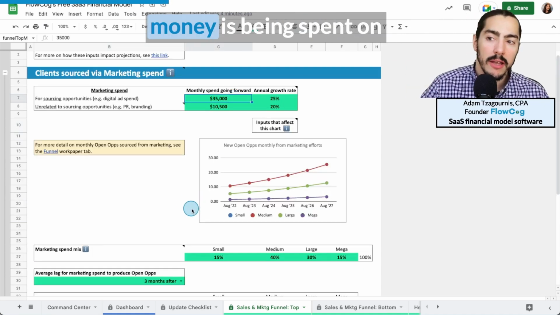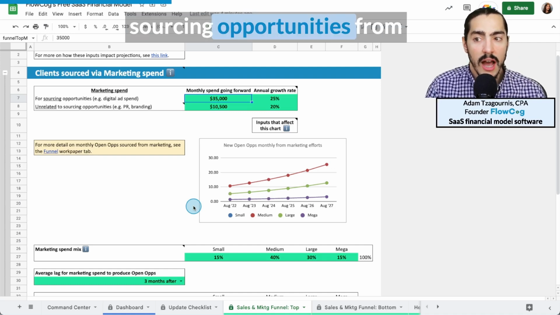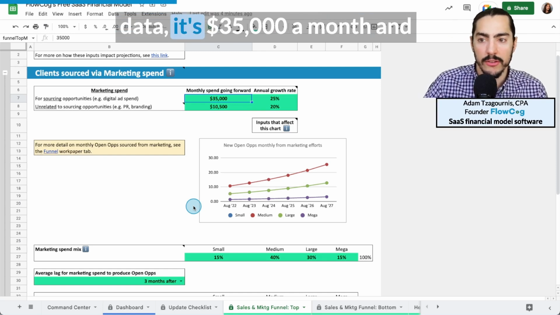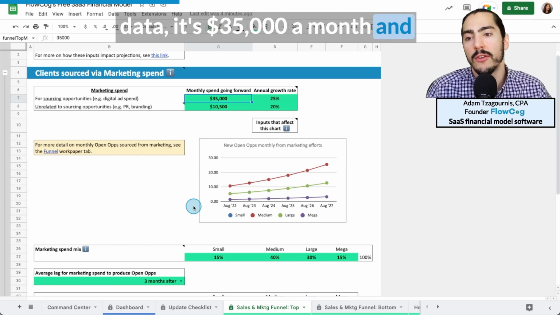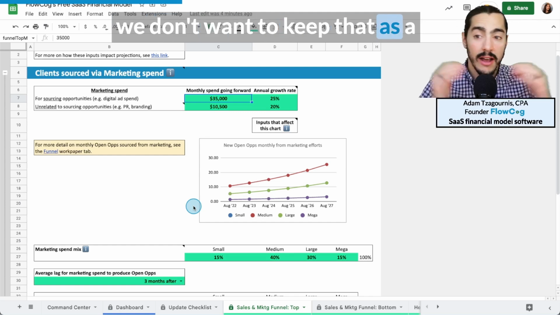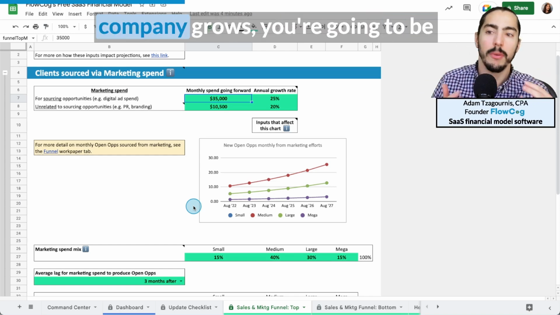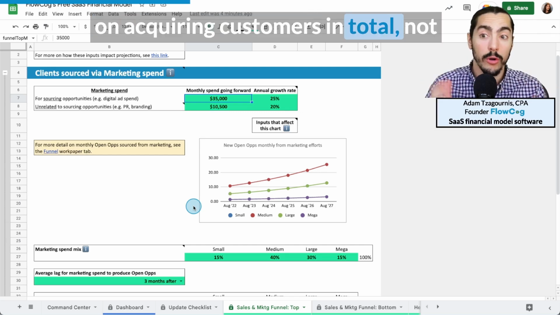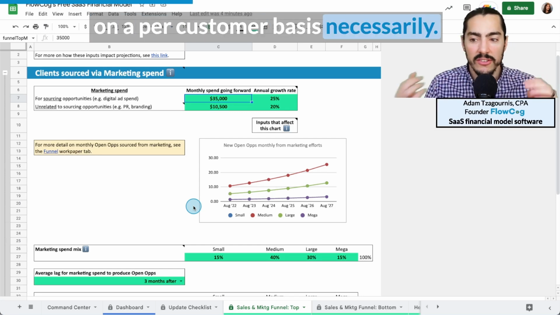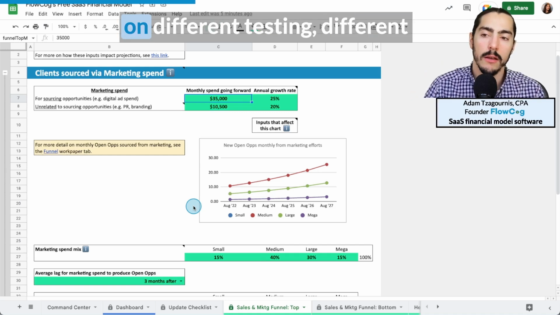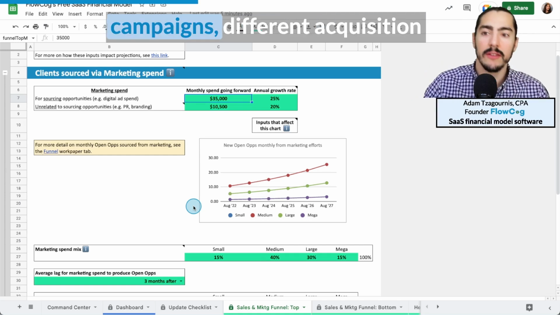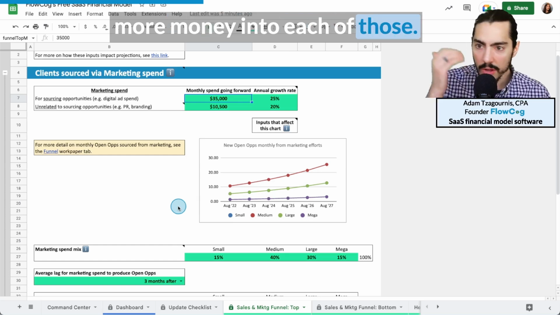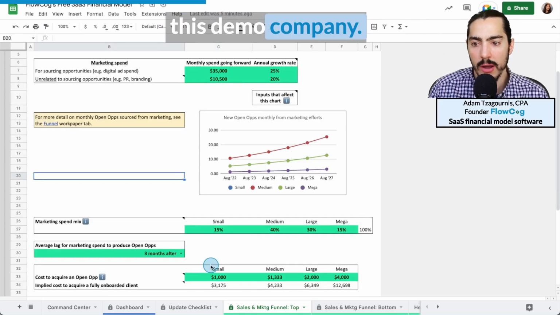So we start with how much money is being spent on sourcing opportunities from the marketing side of things. In this example with the demo data, it's $35,000 a month. And we don't want to keep that as a constant $35,000 because as your company grows, you're going to be spending more money each month on acquiring customers in total, not on a per customer basis necessarily. You have more money to spend on testing different campaigns, different acquisition channels, and you can pump more money into each of those. So again, $35,000 for this demo company.